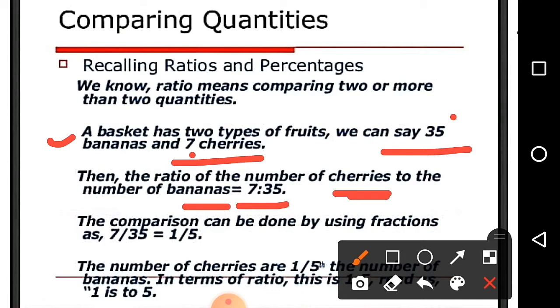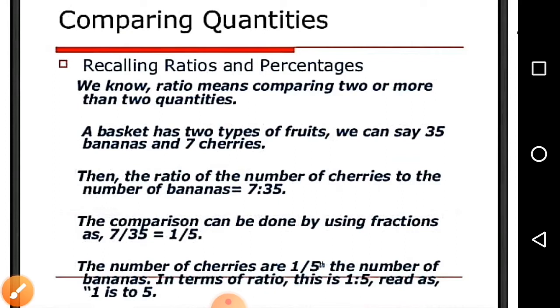So we can write it like this, 7 upon 35. Now 7 upon 35 can be reduced. You can do cancellations, and the answer will be 1 upon 5, or 1 ratio 5. This way you can compare that the number of cherries is 1/5 of the number of bananas. In terms of ratio, this is 1:5. We read it as 1:5 or 1 ratio 5.